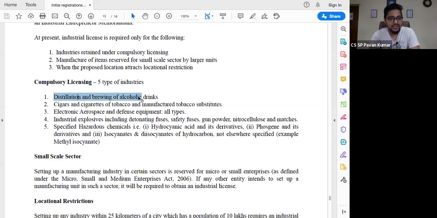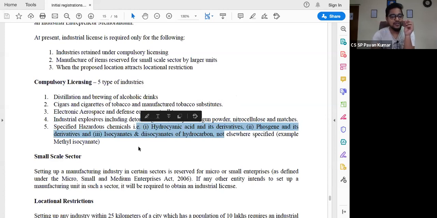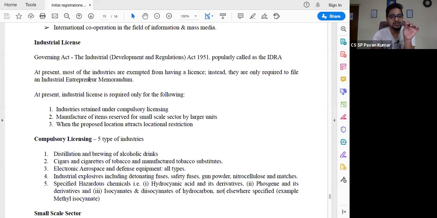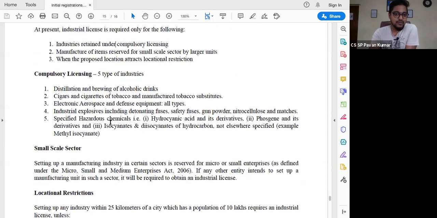Distillation and brewing of alcoholic drinks, then cigarettes, cigars and tobacco, then electronic, aerospace and defense equipment, industrial explosives, gunpowder and all these things, and specific hazardous chemicals. So industries which are dealing with any one of these 5 types fall under compulsory licensing, and are required to take an industrial license specifically. Others just give an information memorandum saying that I am doing this activity, this is what we do. With that, it gets completed. But these people are required to take a license.